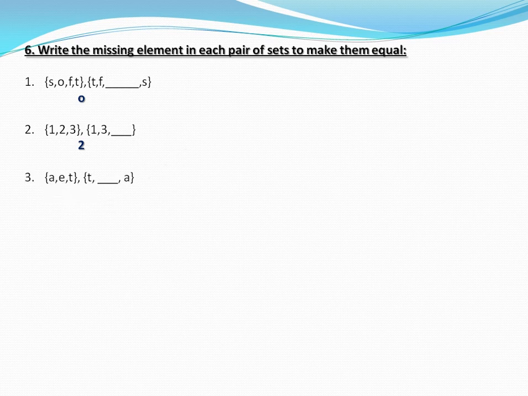Now we have the sixth question. Write the missing elements in each pair of sets to make them equal. Question number 1, which is S, O, F, T, while the second set has T, F, dash, O. What element is missing? Yes, O. Next one is 1, 2, 3, and the second bracket has 1, 3. What number is missing? Yes, 2. Now we have A, E, T. What's missing in the second bracket is E. The next one is POT. What's missing? O.